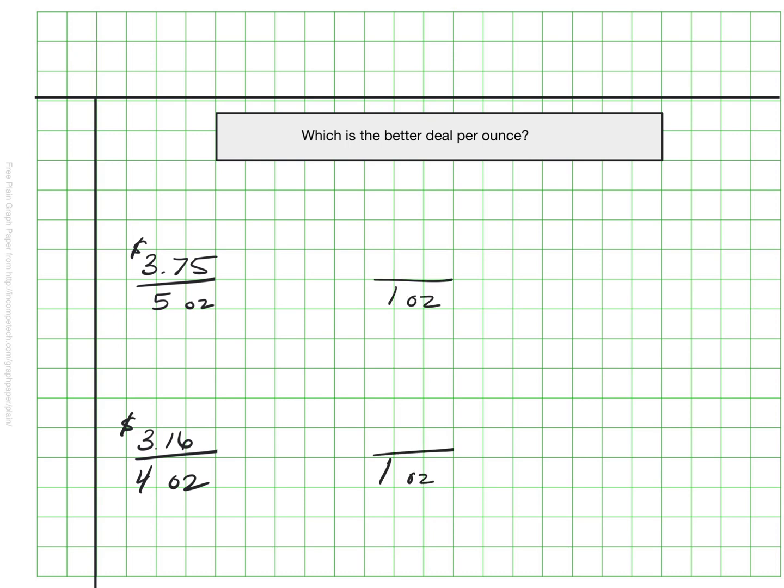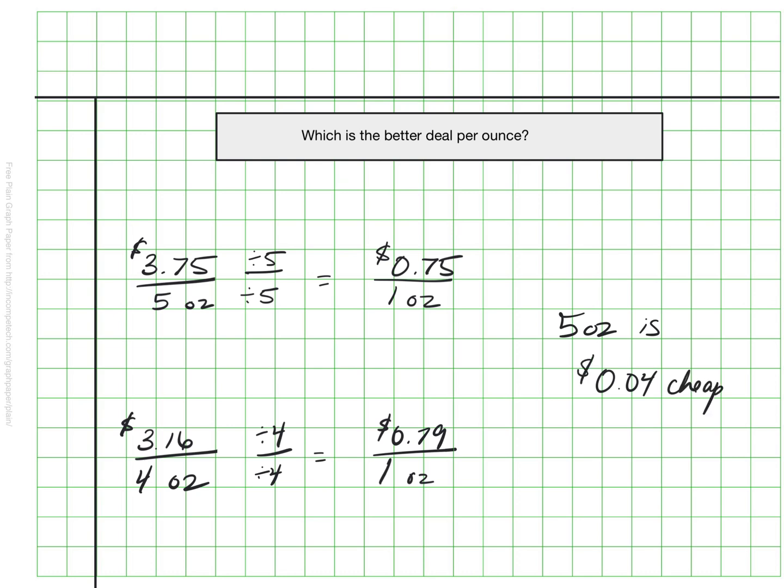Which means for my top choice, I need to divide this by 5 for numerator and denominator. And for my bottom choice, I'll need to divide by 4 for numerator and denominator, and that will give me my unit price. When I do that long division, I find out that this option costs 75 cents for 1 ounce, whereas the bottom option costs 79 cents for 1 ounce. That's not a big difference, but the 5 ounce option is exactly 4 cents cheaper than the other. So it's a better deal.